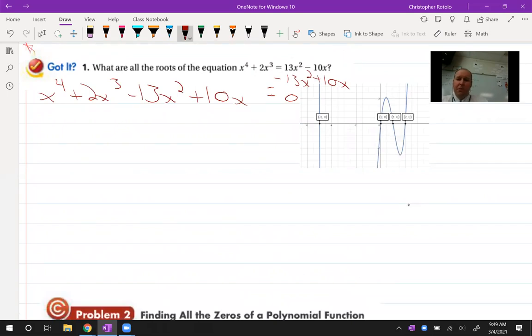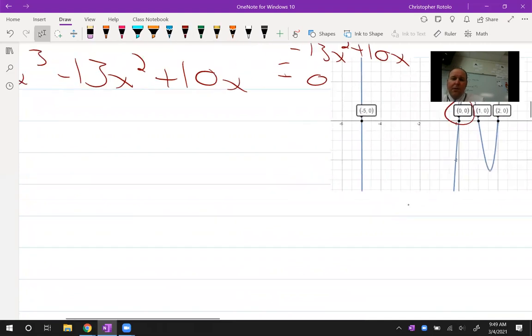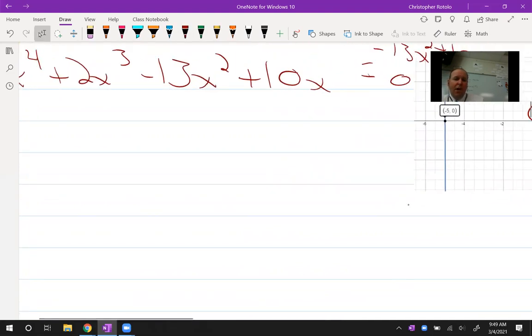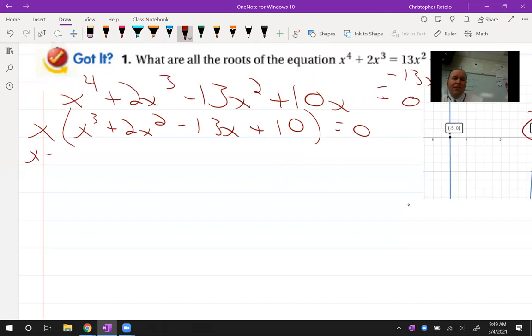All right, what are we going to do? Well, let's take a look at the graph. I see 0, 0. You know why that happened? Every single term in my polynomial has an x. So I know synthetic division's okay. It's definitely better than long division, but this is so much easier just taking out a GCF.